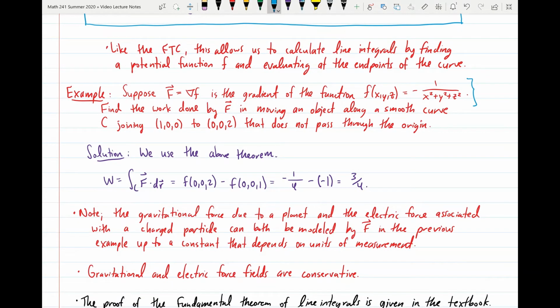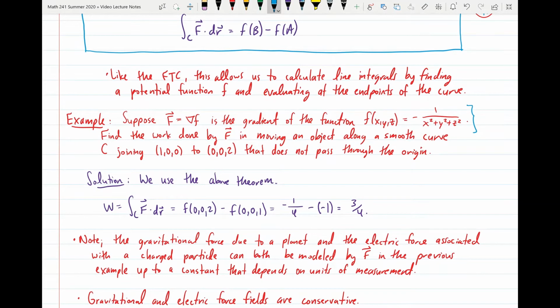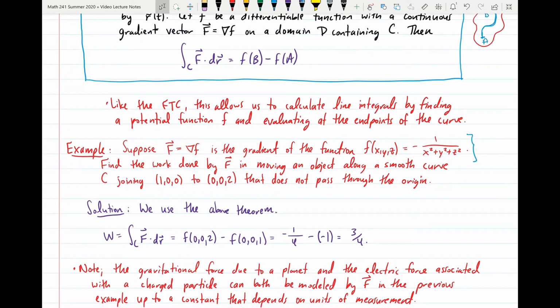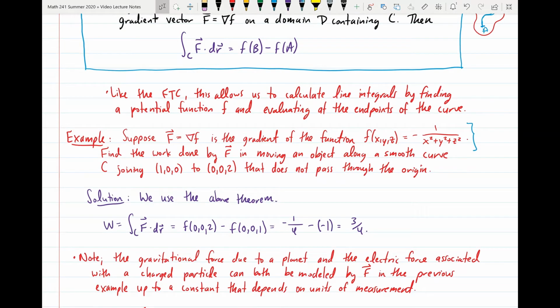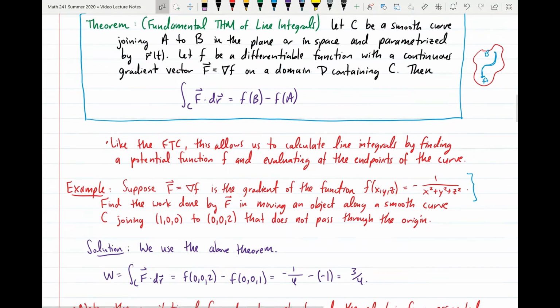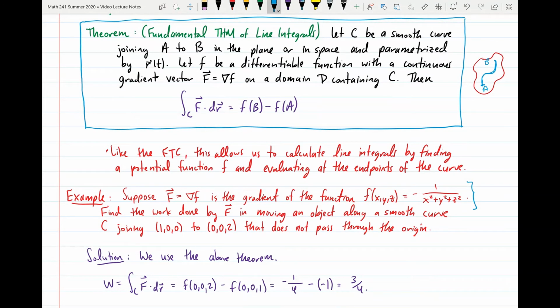So the importance of the fact that this curve doesn't pass through the origin is that if the curve passed through the origin, we would be leaving the region on which little f is continuous. Notice that little f is not defined at the origin because we would get 0 in the denominator. So we need to make sure that whatever curve we choose doesn't pass through the origin in order to use our fundamental theorem of line integrals, because again, we assume in that theorem that f has a continuous gradient vector. So we need f to be continuous.